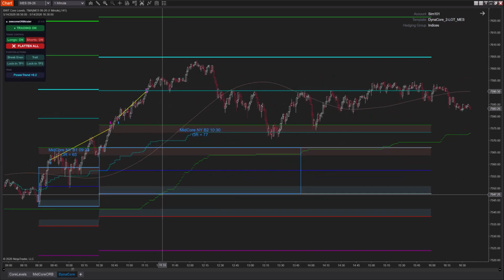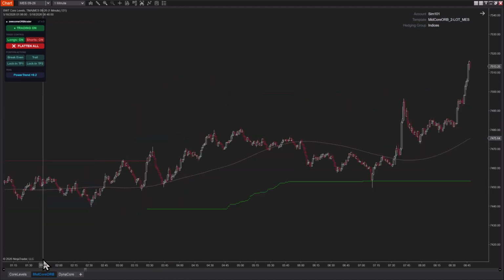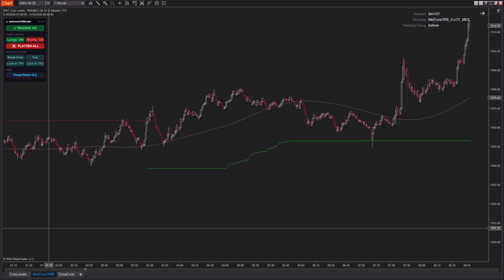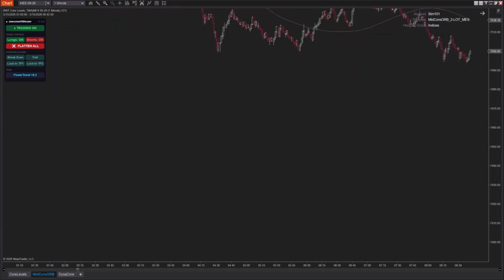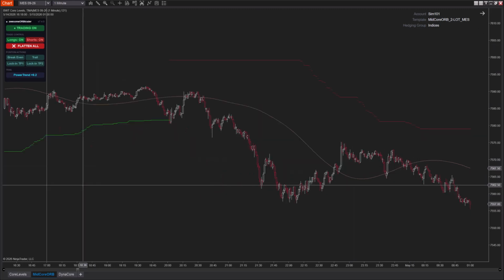Okay, let's see one more here. And here's another example, stair step approach. Okay, so that's the difference. So DynCore has multiple targets, has one target per level, multiple levels. MidCore just breaks out from the ORB and has TP1 and TP2.